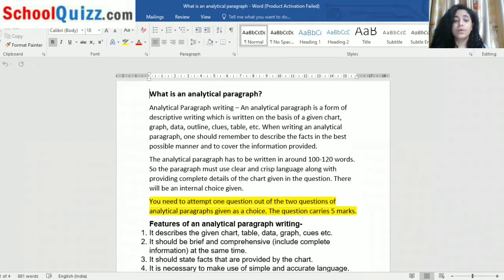So here it is, analytical paragraph writing. What is analytical paragraph writing? An analytical paragraph is a form of descriptive writing. Means you have to write in description. You have to give details of whatever topic you are writing on, which is written on the basis of a given chart. It can be chart, it can be graph, it can be data, it can be outline, it can be clues, it can be tables, it can be anything.